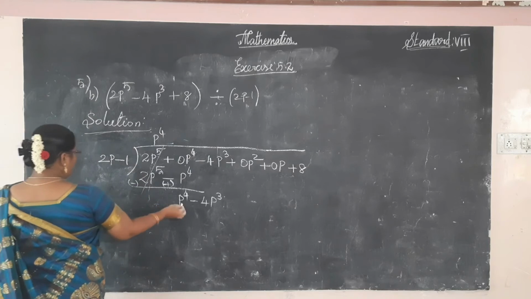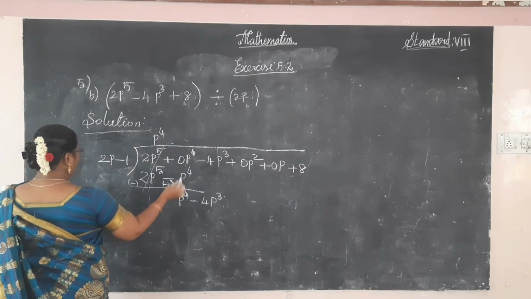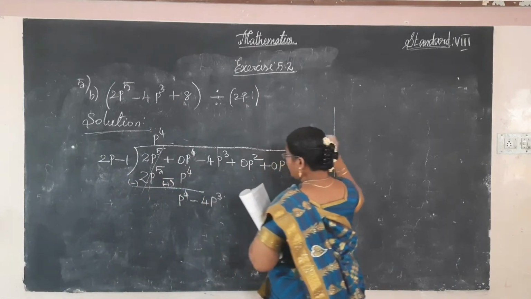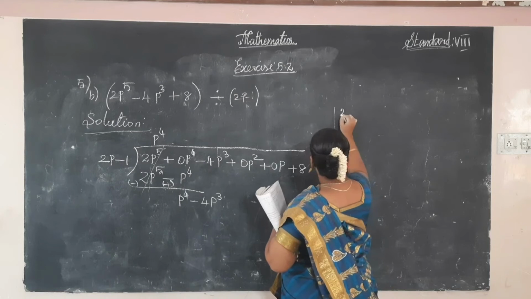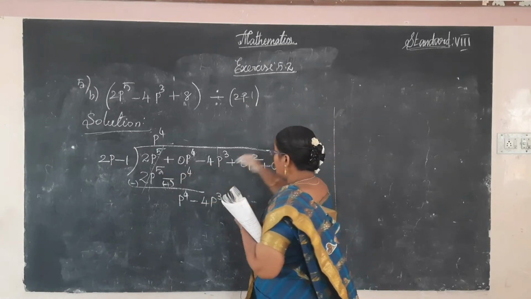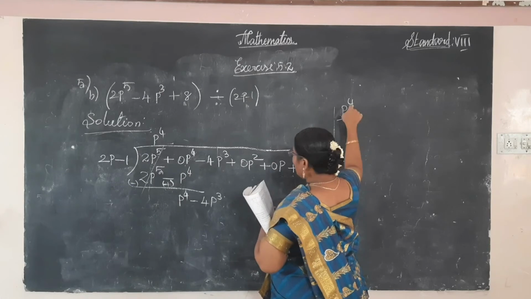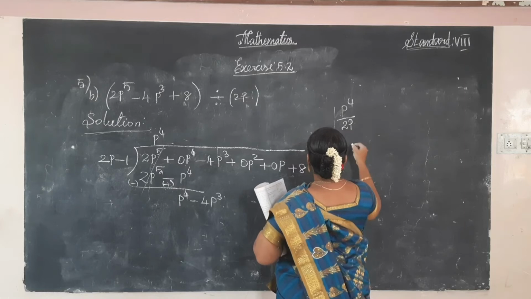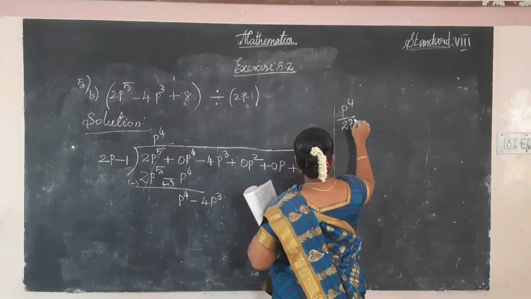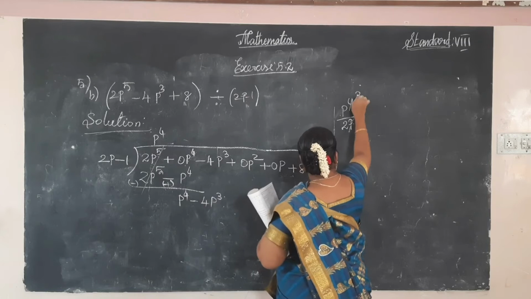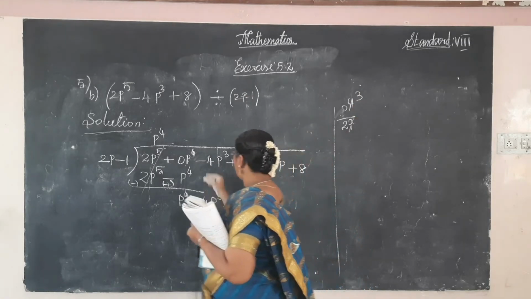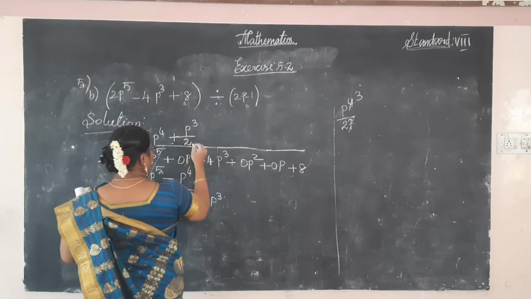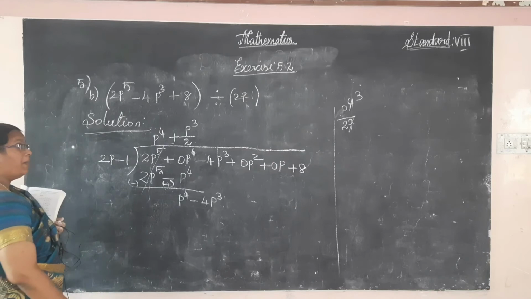Okay. Now simplify. What we get? p power 4 by, see, carefully calculate in this place, this term by this one. Okay, so p power 4 dividend, by the divisor 2p, okay, 2p power 1 is given, it's cancelled, so 3. What we get? p positive value, p power 3 by 2. Okay, the quotient value was p power 3 by 2.